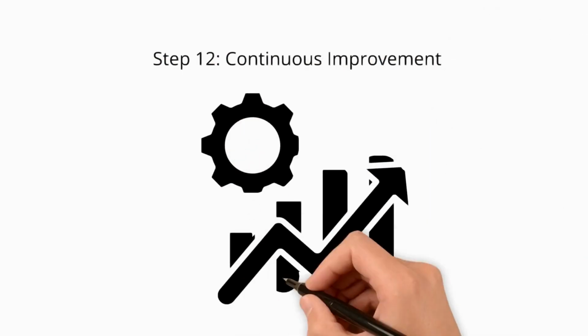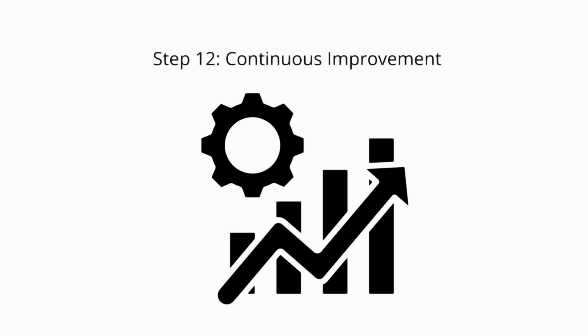Step 12. Continuous improvement. Lessons learned. Analyze both successes and shortcomings to understand the lessons learned. Iterative optimization. Continuously refine and optimize the strategy based on these insights.